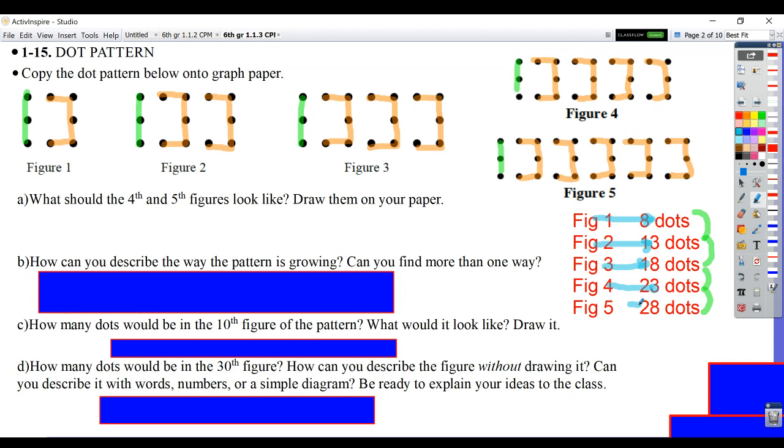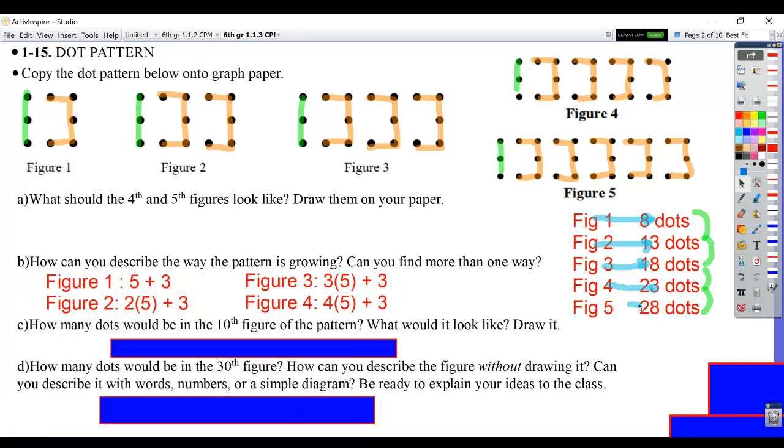In other words, if you want to figure out the 10th figure, is there a way to do it without figuring out the previous 9? And if you want to figure out how many dots are in the 30th figure, is there a way to figure it out without figuring out the previous 29? All right. So what we had put for this is that one way to think of it is that figure 1 has these 3 dots plus 1 set of 5.